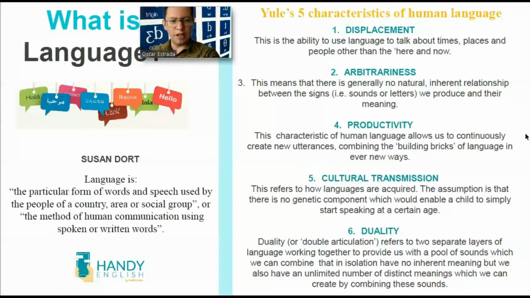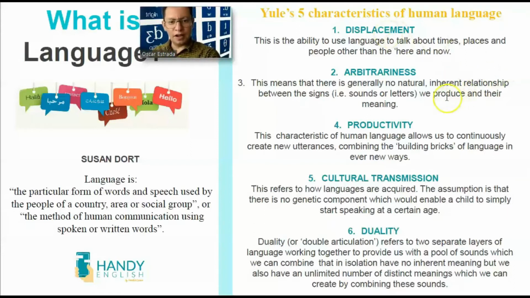Let's take a look at displacement first. This is the ability to use language to talk about times, moments, places, and people other than the here and now, meaning we have the ability to talk about the future or the past, and to be able to understand those terms and concepts. This is called displacement because we are not talking about the here and now, but about abstract concepts.